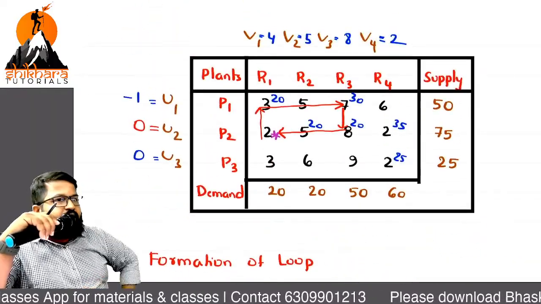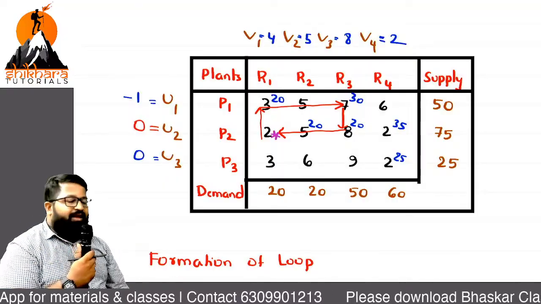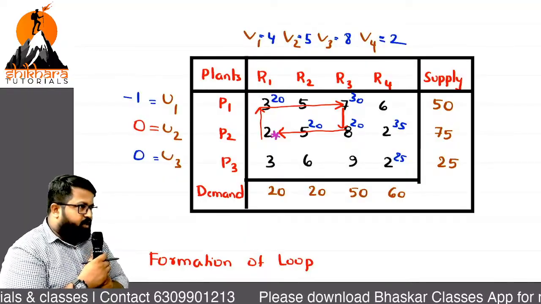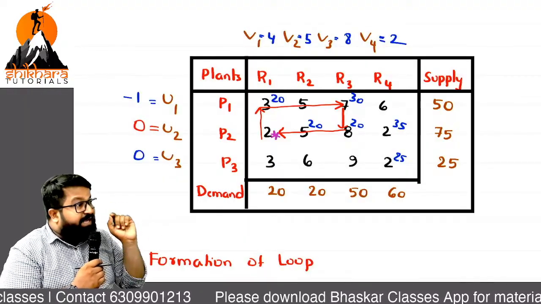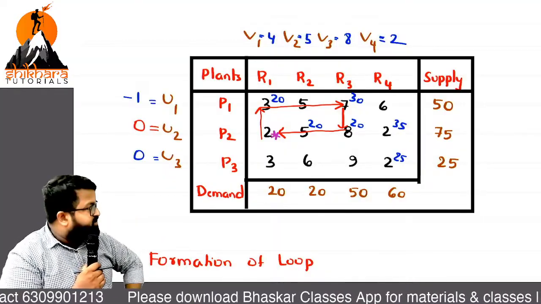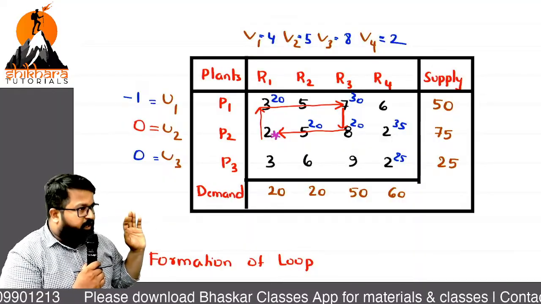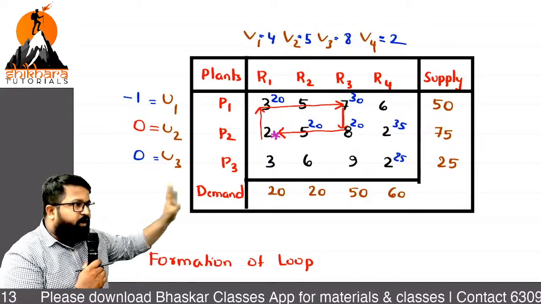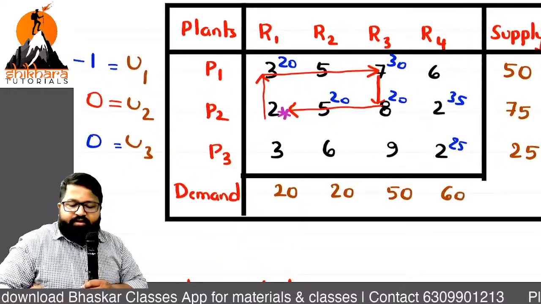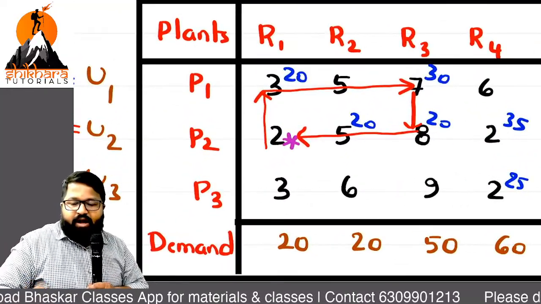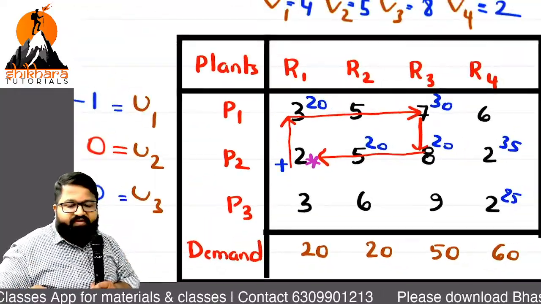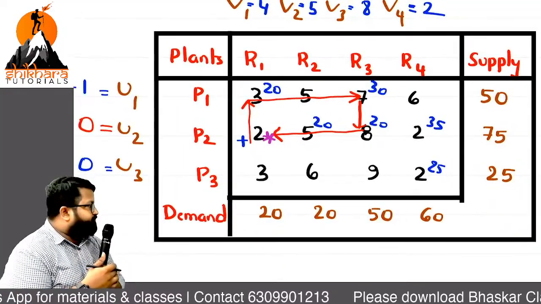Now, in this case, identify the least cost in the loop. Not least cost, sorry, least allocations. What are the least allocations? We have different numbers, 30, 20 and all. So the least number as of now is 20. Keep that number aside for the time being. And for the starting part of the loop, give the plus symbol.